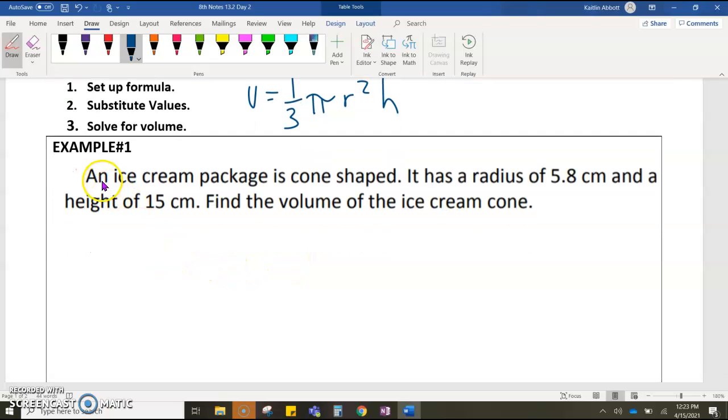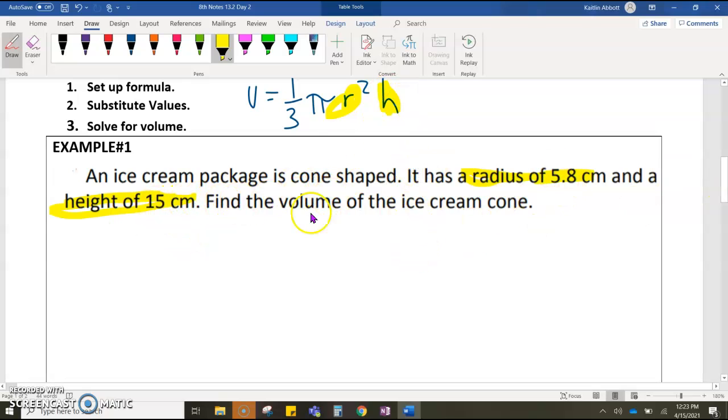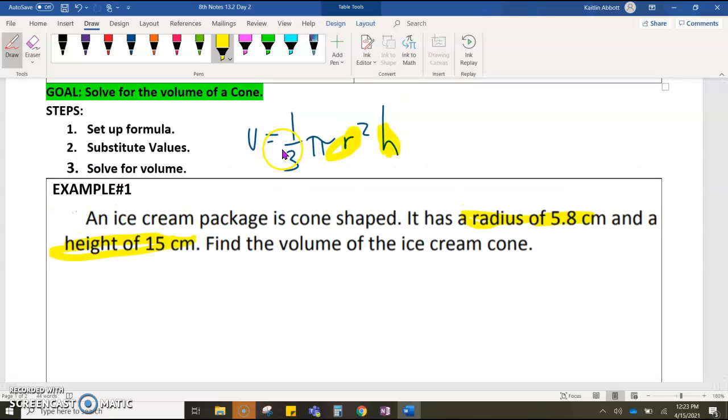Okay, so here is our first example, an ice cream package. An ice cream package is cone-shaped. It has a radius, so that's a good word. We like that R word because that is in our equation. A radius of 5.8 centimeters and a height, ooh, we also like that word because that is also in our equation, a height of 15 centimeters. Find the volume of the ice cream cone. So we have everything in this word problem to get going.